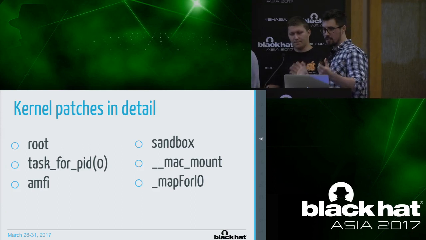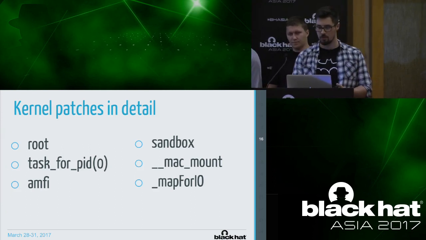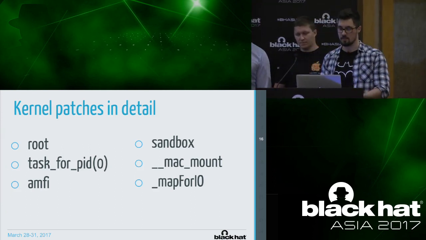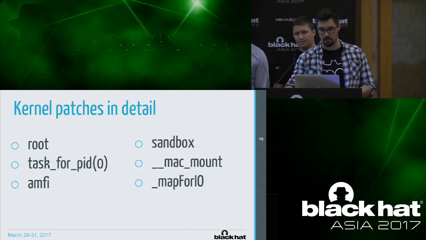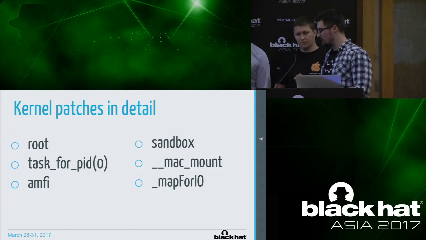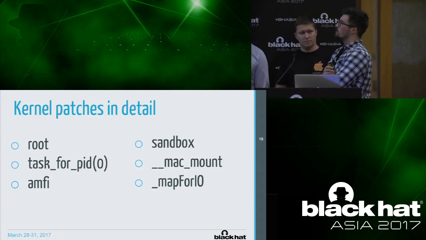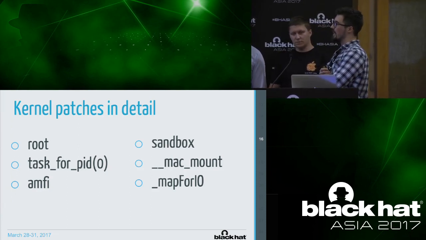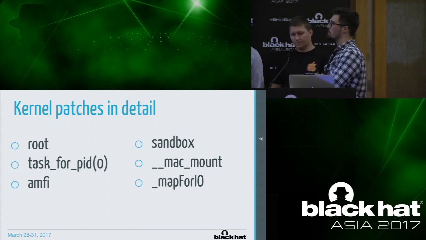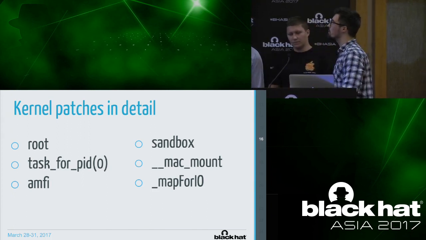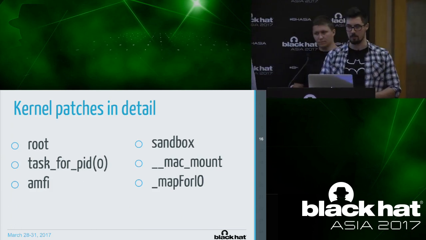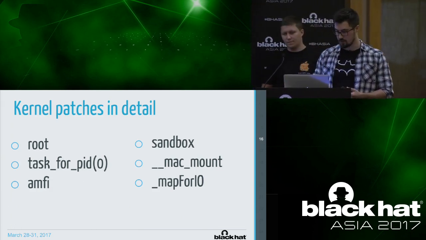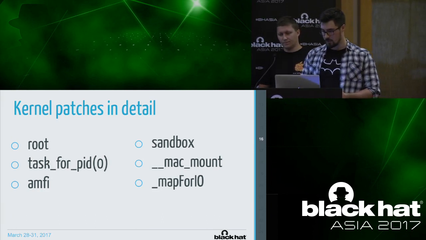So let's assume we have a patch finder. What should we patch in the kernel to get a jailbreak? We need a patch to easily become root. We need a patch to easily export the kernel task port, which is task for pid. We need to disable code sign enforcement and sandbox, and finally remount the system partition as read/write. I'll focus on each of these patches in a little more detail.